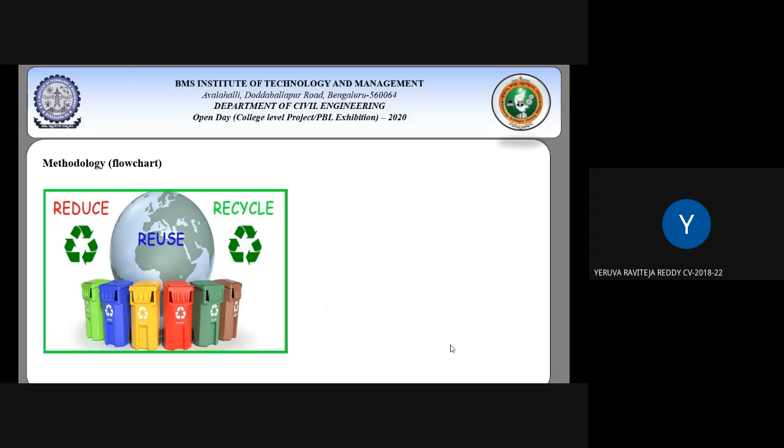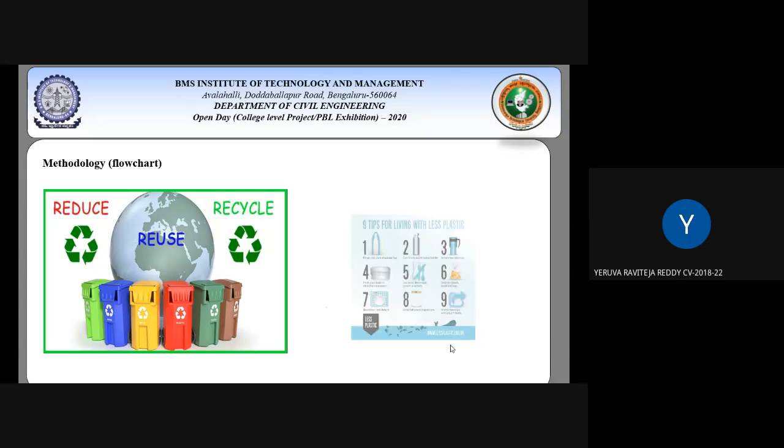Reuse. Reuse refers to using items more than once. Example, plastic bottles and containers we use many times. Recycle. Recycle means putting the product towards a new use instead of throwing it away. Example, many companies are recycling the plastic products from solid waste.